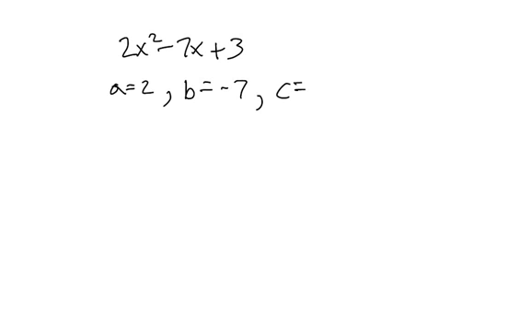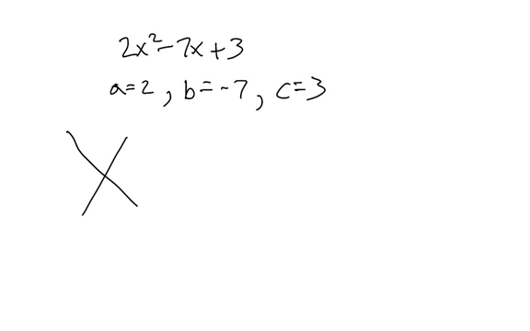Let's do a quick review of how to factor. Suppose that we had 2x squared minus 7x plus 3, and we needed to factor this. First, we would need to identify a, b, and c. So a is equal to 2, b is equal to negative 7, and c is equal to 3.